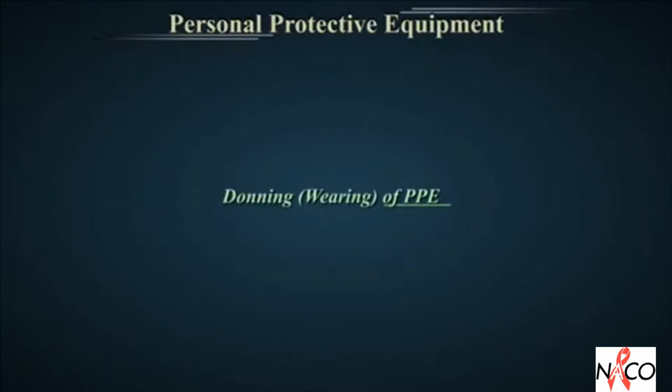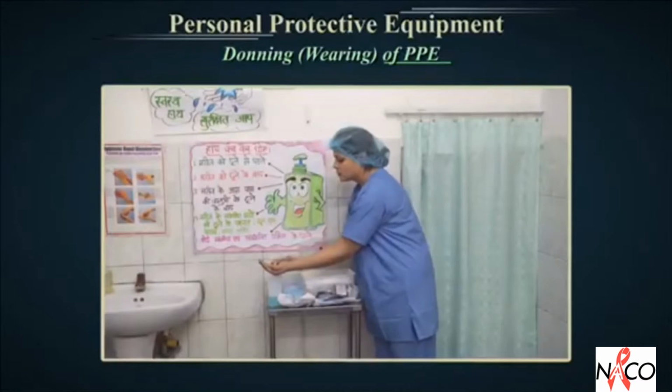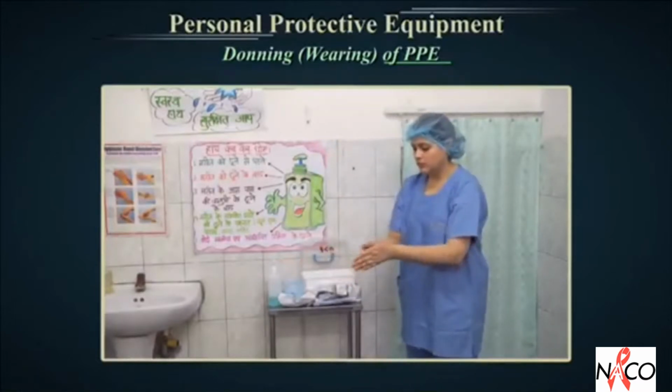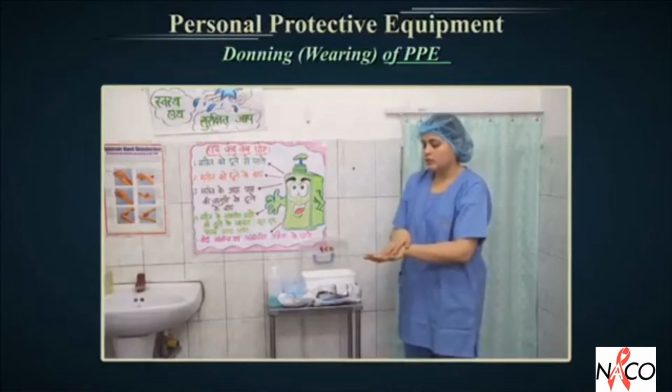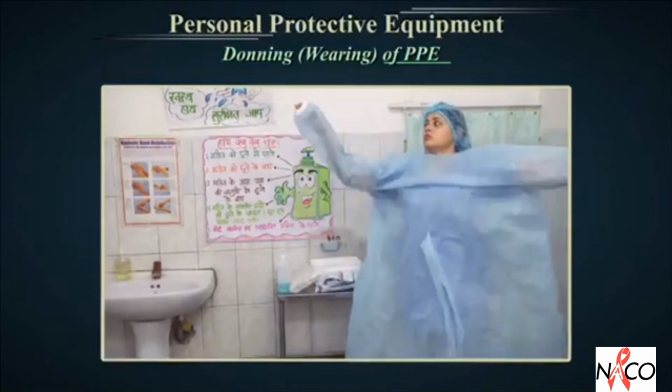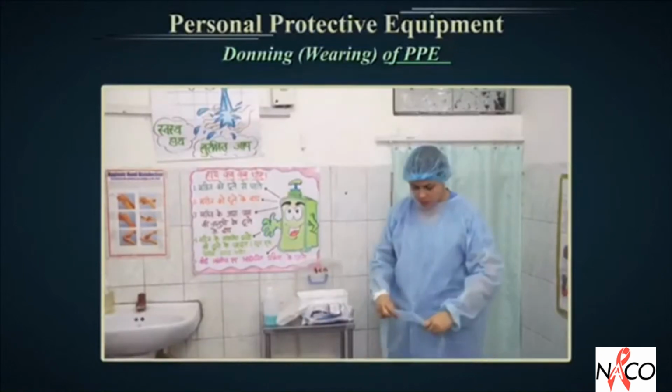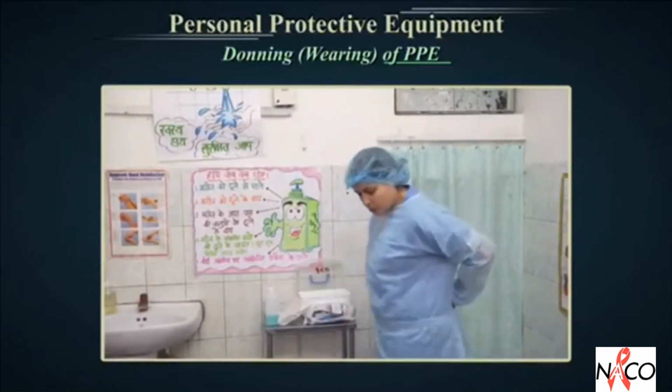Donning of PPE. The first step in donning of PPE is good hand hygiene. Follow all steps of hand hygiene before wearing personal protective equipment. The second step is donning the gown. The gown should be fastened at the back of the neck and the waist by tying the ends.